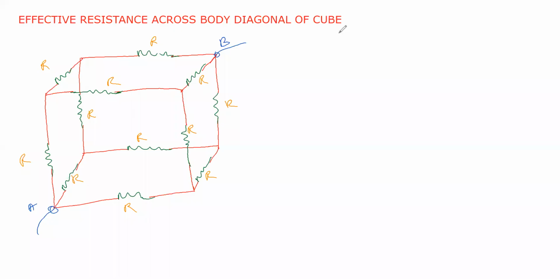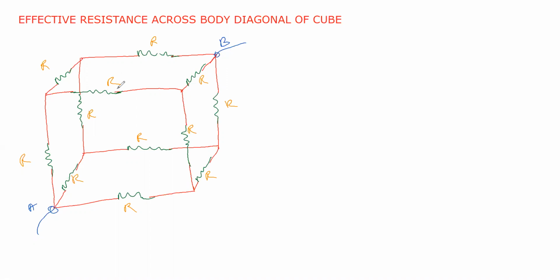In this class, we are going to find effective resistance between A and B of a cube. That means the effective resistance across the body diagonal of a cube. Here we have taken 12 resistors, each of them equal resistors.